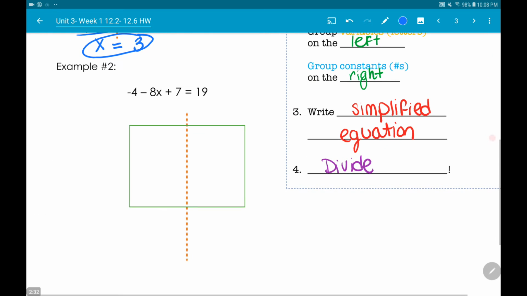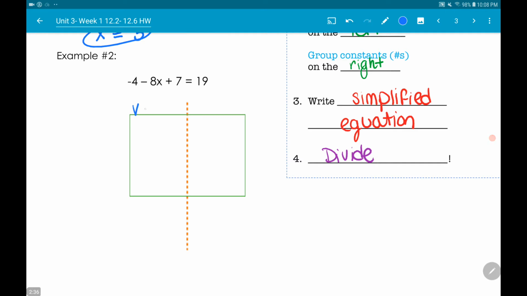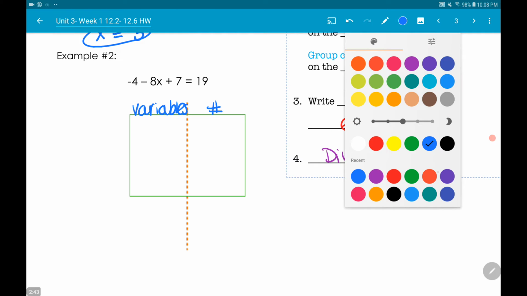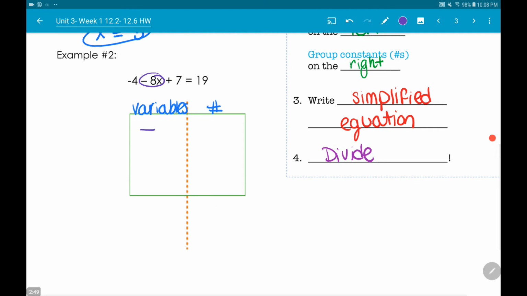All right, let's do it again. So I have my variables on the left, my numbers on the right, and I scan for my variables. So I see a variable here, negative 8x. Is it going to stay a negative 8, or is it going to change? It is going to stay negative 8 because I'm not crossing the line.